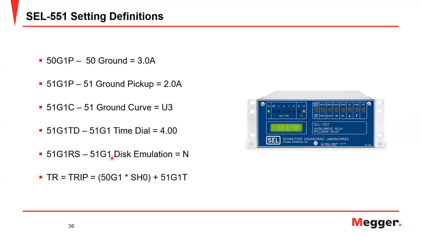Unlike the sample that I showed you earlier, dissimulation is now turned off so we can have higher speed reclosing. And the trip equation is, I've really taken it down to the very basics. We have the logic for 50G1, that's your instantaneous ground. As long as the relay is reset and the shot counter equals 0, we have high speed tripping, or we always have time over current tripping, 51 ground time over current tripping.